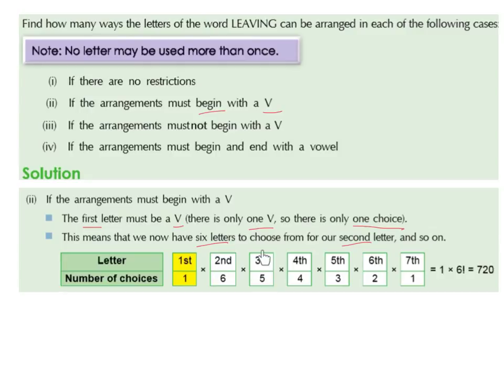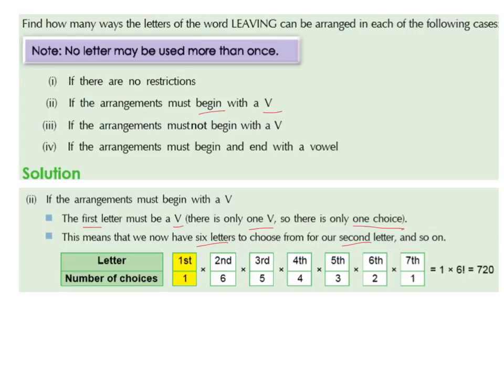So we have 5 letters left for our third letter. And then once we've used those 3 letters, we have 4 letters left for the fourth choice. And then we have 3 left for the fifth, 2 left for the sixth, and 1 left for the seventh. So it's 1 multiplied by 6 multiplied by 5 multiplied by 4 multiplied by 3 multiplied by 2 multiplied by 1, which is 1 multiplied by 6 factorial, which is still just 6 factorial, which is 720.